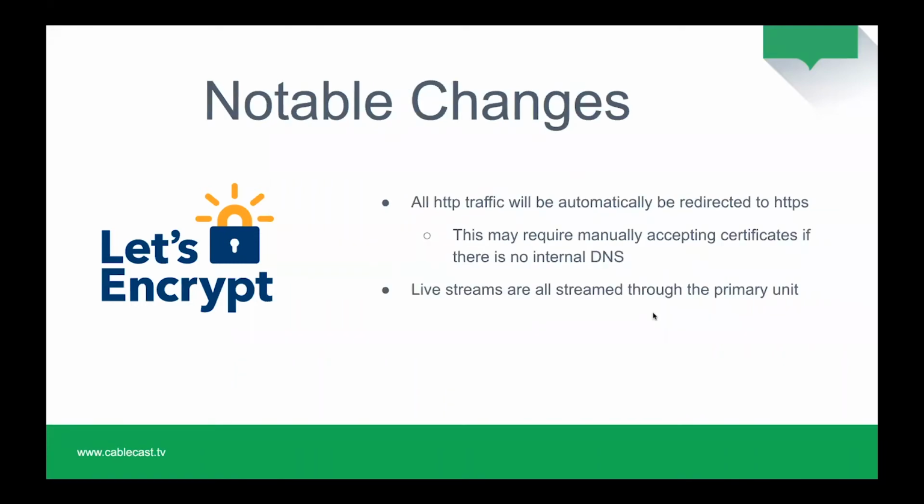So a couple notable changes before we get into the demo. All the HTTP traffic will be automatically redirected to HTTPS. This is just a best practice. So once you enable the HTTPS traffic on your Cablecast system, if you try to log in at a standard HTTP port, like 80, we'll automatically send you over to the 443 HTTPS. The only thing that we allow through the standard port 80 anymore will be the challenge from Let's Encrypt.